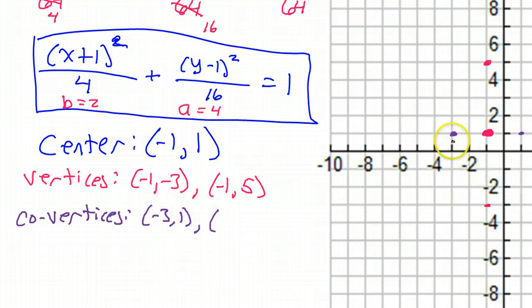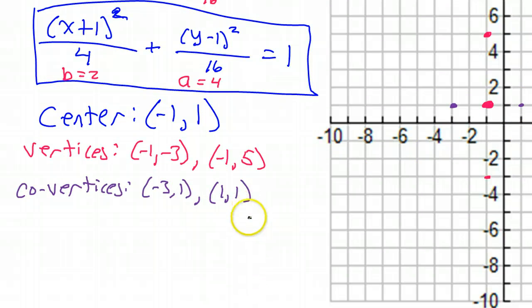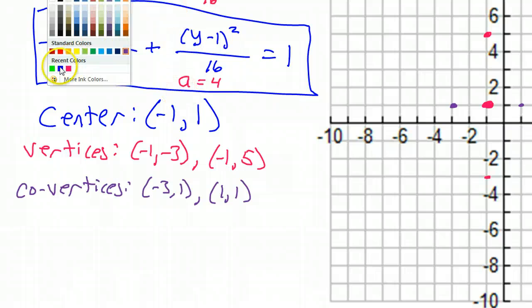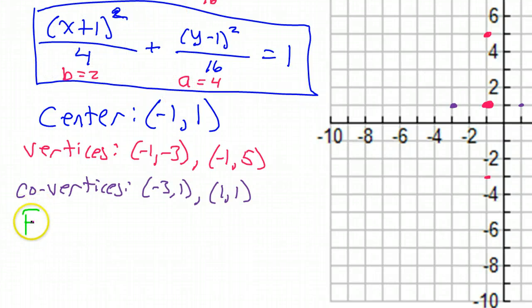Alright, so that's -3, 1, and 1, 1. So we got all that so far. Last but not least, we need the foci. To get the foci, we need the c value.